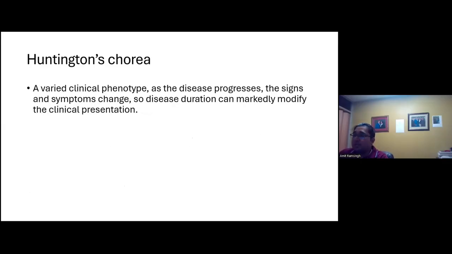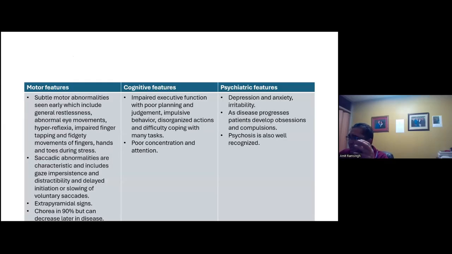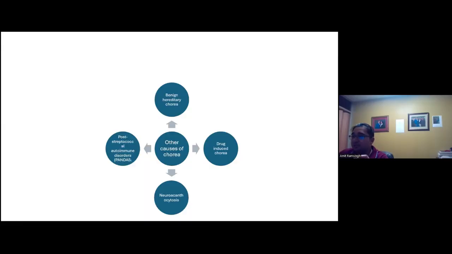Again, it's a very clinical phenotype, and as the disease progresses, the signs and symptoms change. So disease duration could markedly modify the clinical presentation. The different motor, cognitive, and psychiatric features, right? Abnormal eye movement, hyperreflexia, impaired fidgety movements of the hands or nose, saccadic abnormalities, extrapyramidal signs, impaired executive function, poor planning, poor concentration, and is often accompanied by depression and anxiety, as well as psychosis in the late stages.